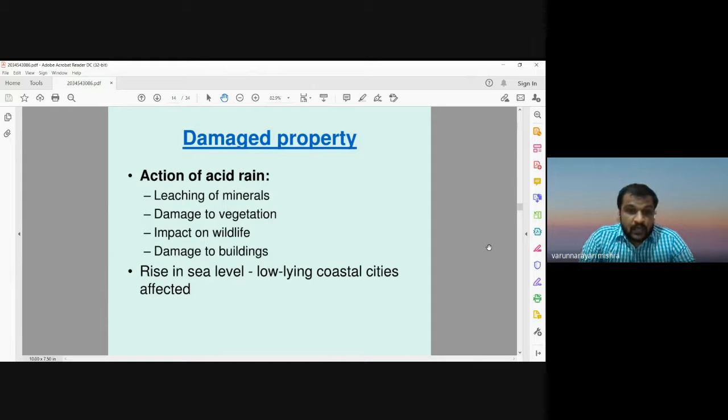Okay, and also the rise in the sea level causes low-lying coastal cities to be affected by flooding. That may damage these properties, so damaged property is an important factor. This is because of environmental degradation.